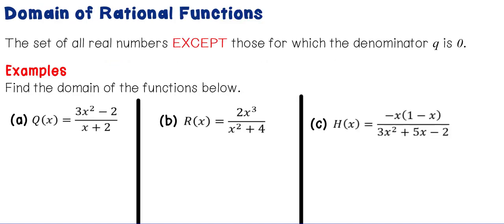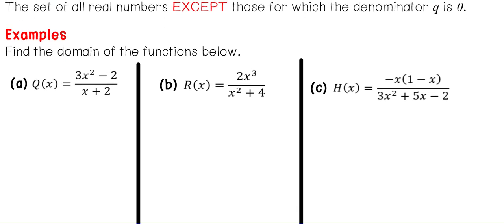Okay, so when we want to find the domain of rational functions, we know the domain of a rational function is the set of all real numbers except for those for which the denominator q is 0. So the denominator can never equal 0. So when we want to find the domain of functions, we want to see when is that denominator going to equal 0. So for this first one, we're going to look at the denominator x plus 2, and we're going to set x plus 2 equal to 0. And when we move it over, x equals negative 2.